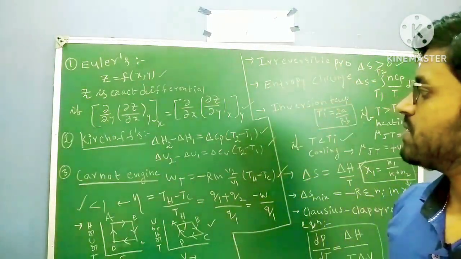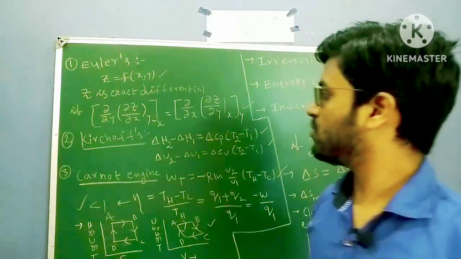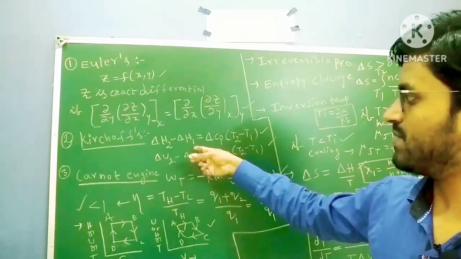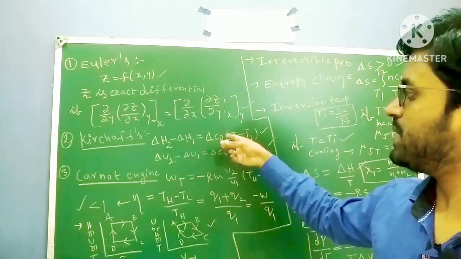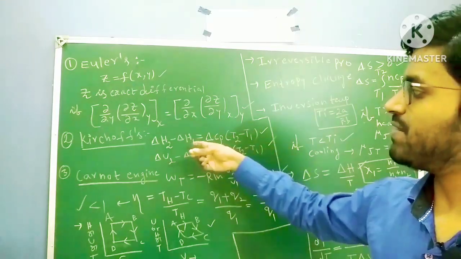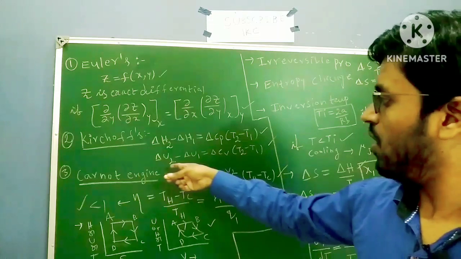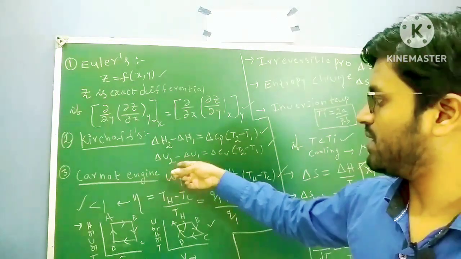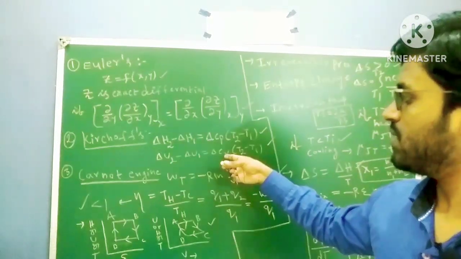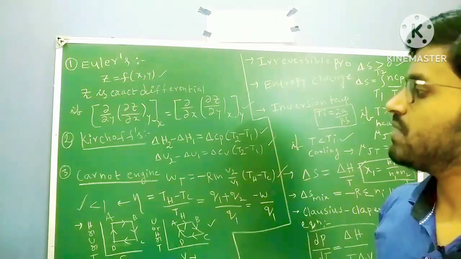Next, Kirchhoff's equation. Kirchhoff's equation is also very important. Delta H2 minus delta H1, the enthalpy change, equals delta Cp into T2 minus T1. The examiner will give you the values. You have to use this formula and put your values here. Or delta U2 minus delta U1, the internal energy change, equals delta Cv into T2 minus T1.